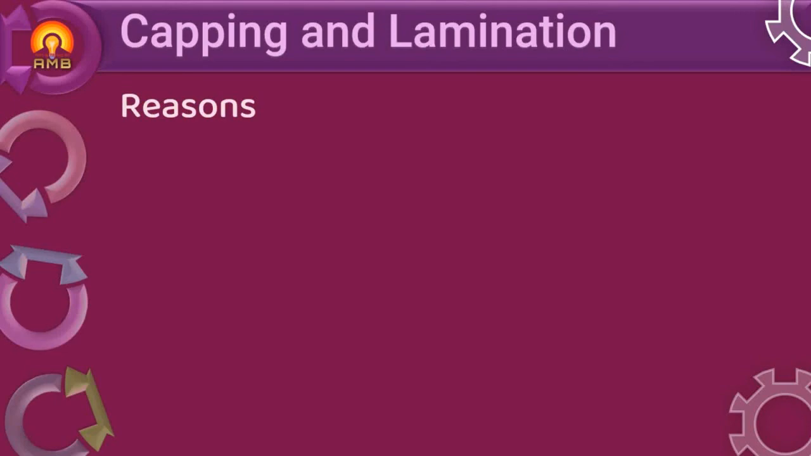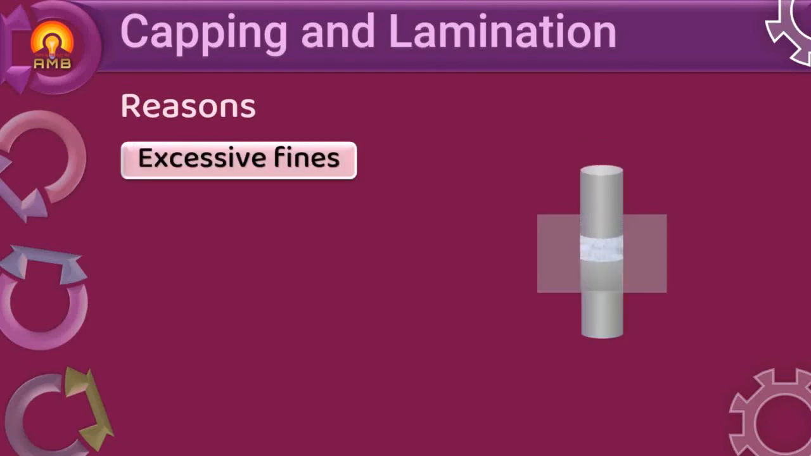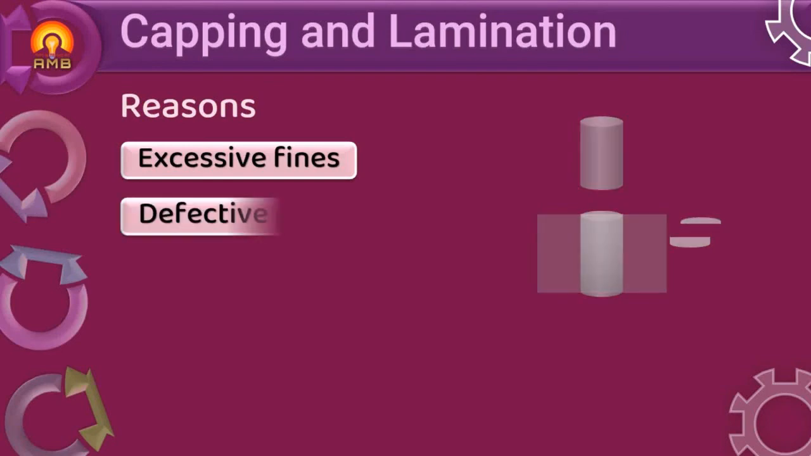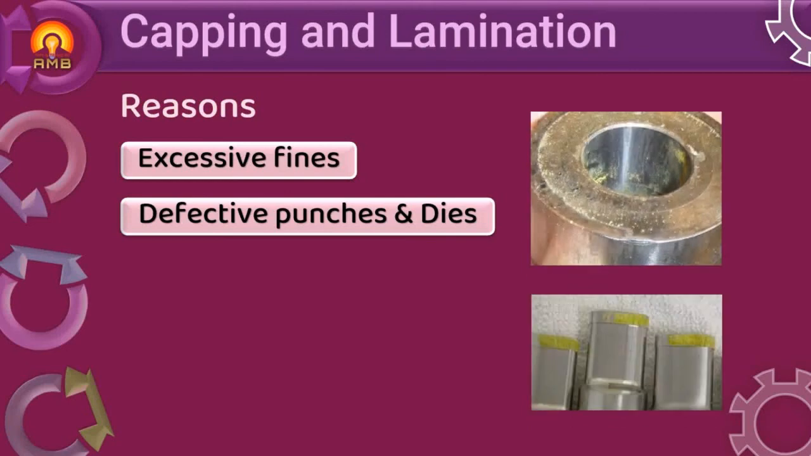Capping and lamination take place because of the following reasons. First reason is the presence of excessive fines in the granules, which may lead to entrapment of air in the tablet, and the layers of the tablet get separated. Defective punches and dies are another reason. If the surfaces of punches and dies are not smooth, it also leads to capping and lamination.